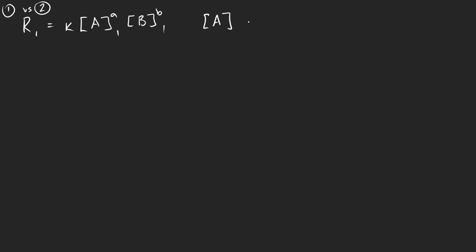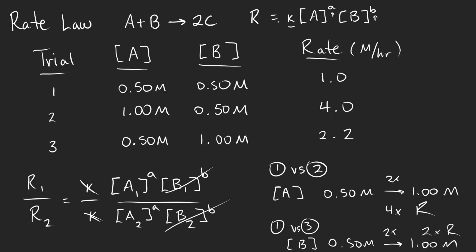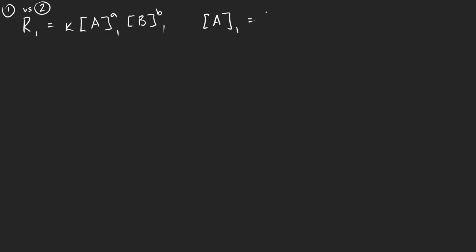To go through the more formal calculations, what you do is you write the individual rate laws for each trial. Okay, so let's say we're looking at reaction 1 versus reaction 2. Well, that means that the rate law for trial 1 is going to be K times the concentration of A to the A power for trial 1 times the concentration of B to the B power for trial 1. Okay? And so the concentration of A in trial 1, if we look back, was 0.50 molar.